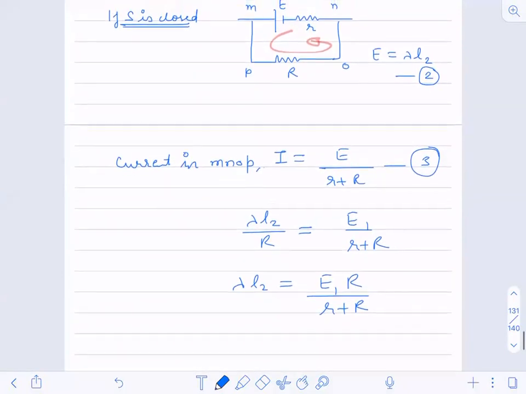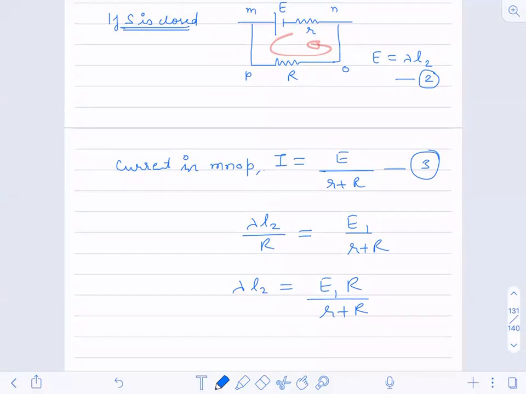Now I'm having this value of E2. This is actually E2. When you have connected the shunt, the EMF will not be the same, it will be dropped. So this will be E2, I'm taking.